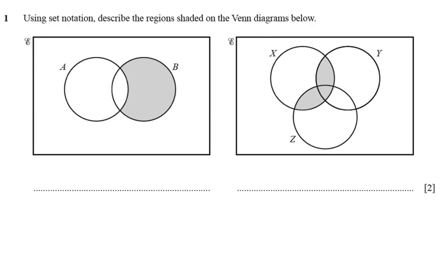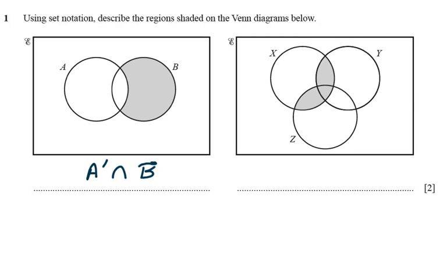We need to describe the region which is shaded on the Venn diagrams by using set notation. So for the first one, we have the shaded region which is in B, but not in set A. So how do we write it? We are including the region which is in B, but not in set A, so we can write it as A complement intersecting with B.